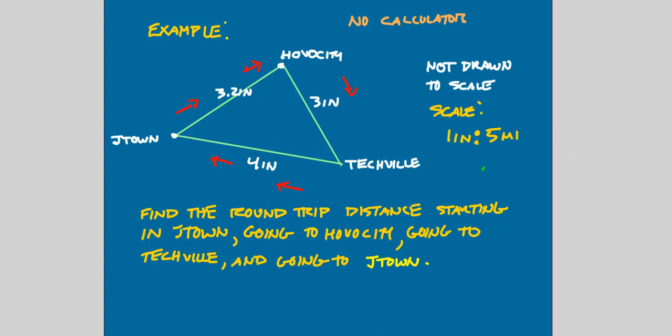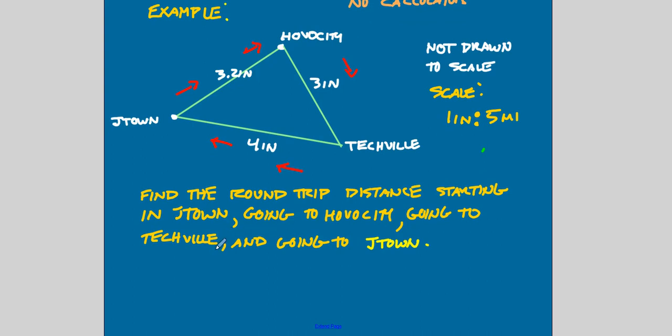So what I'm going to do is find the perimeter, but I'm going to get the scale perimeter first. 3.2 plus 3, add a decimal point, 0.04. So add those, I get 2. 3 plus 3 plus 4 is 10. So the scale distance is 10.2 inches.